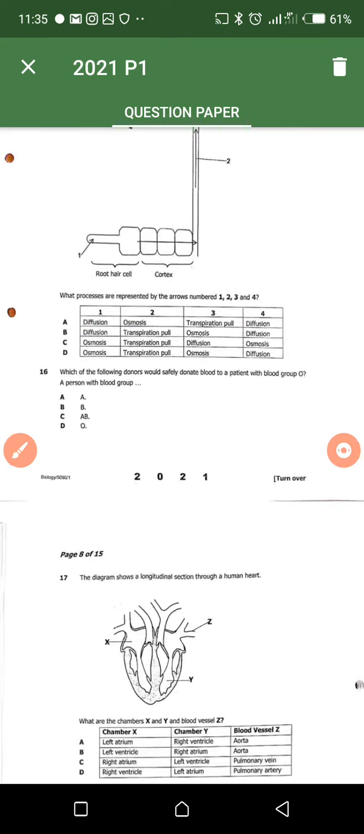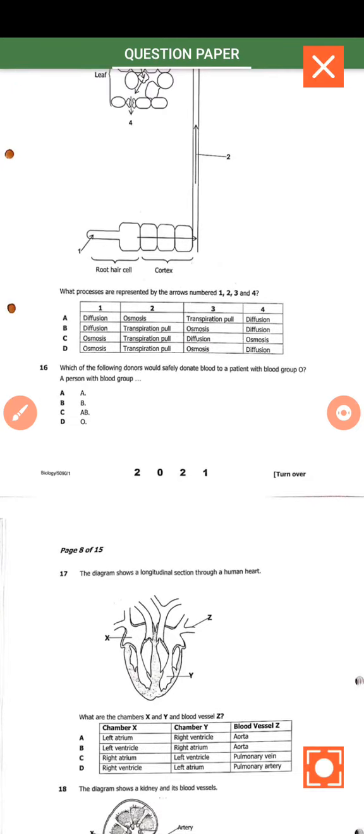Okay, then which of the following donors would safely donate blood to a patient with blood group O? So remember that blood group O is a universal donor. Okay, but it can only receive blood from itself. So meaning that only O can safely donate blood to blood group O. So the answer there is D.